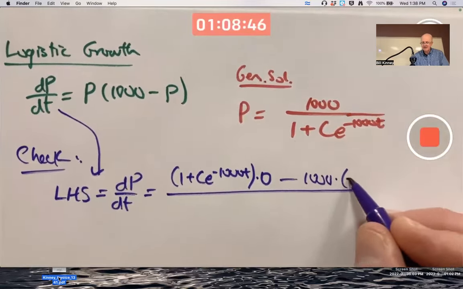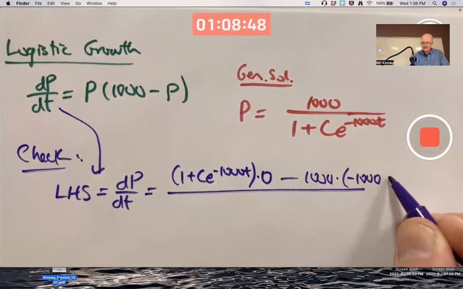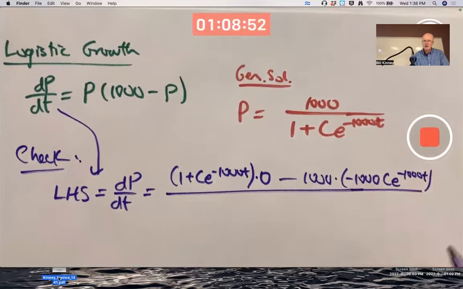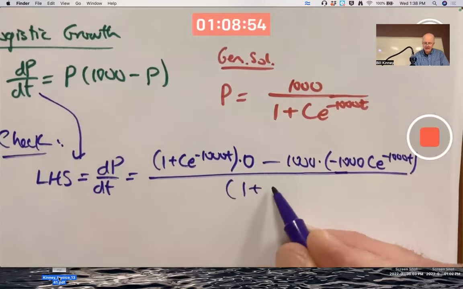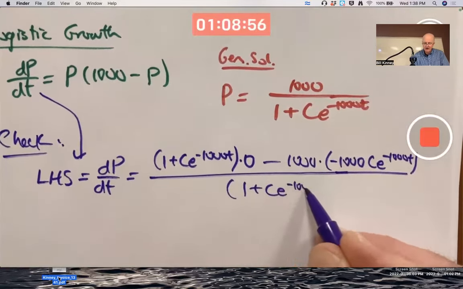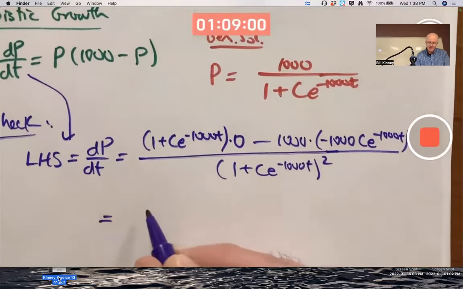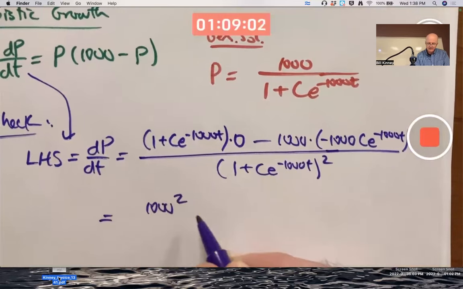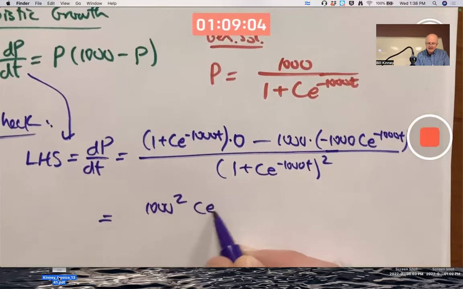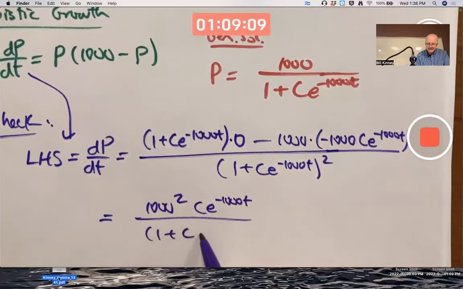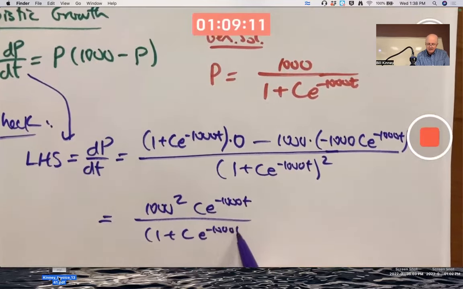The chain rule gives an extra factor of negative 1000 over the square of what's below. Low d high minus high d low over the square of what's below. And this simplifies a little bit to 1000 squared, which is 1,000,000, times C e to the negative 1000 t over 1 plus c e to the negative 1000 t quantity squared.